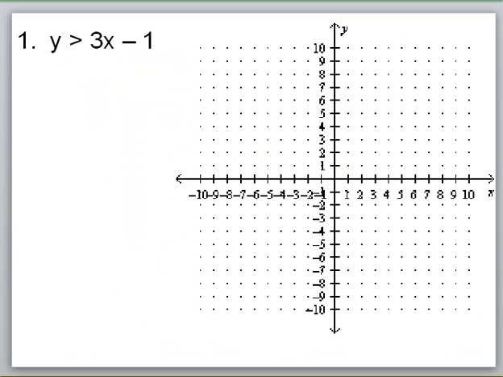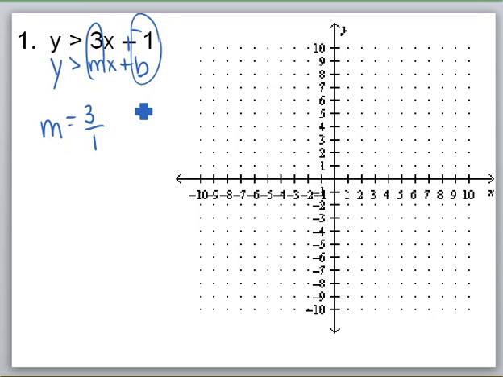So on this problem, we'll go ahead and graph this. This is in slope-intercept form, y equals mx plus b. It just says y is greater than, and this would be your mx plus your b. So my m is 3 and my b is -1. I'll write that. My m is 3, and I'll denote that as 3 over 1. And my b is -1.